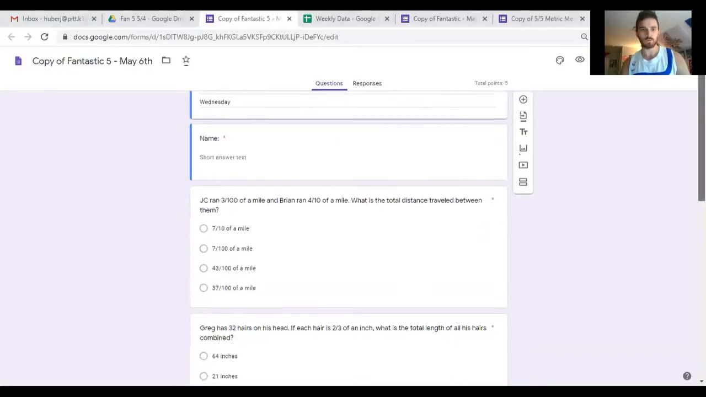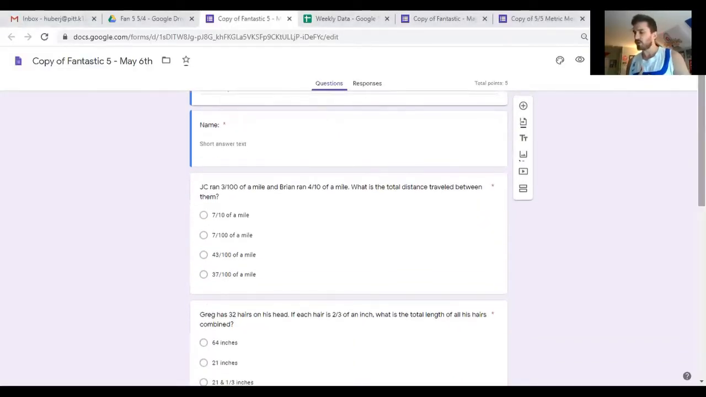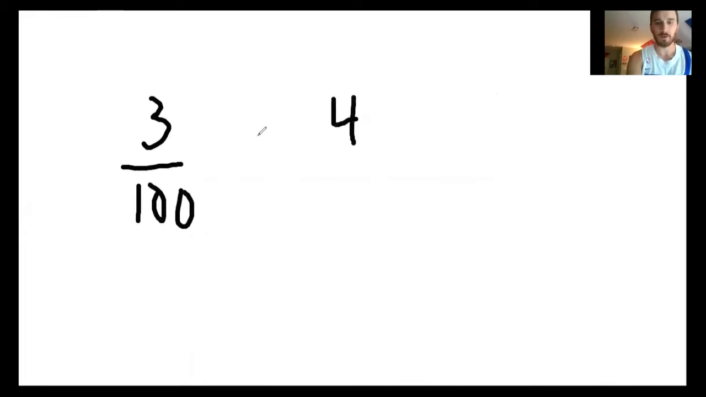Numero uno. It says JC ran 3/100ths of a mile and Brian ran 4/10ths of a mile. It wants to know the total distance traveled between them, total being your keyword there. So we're going to do some addition with these fractions. JC with 3/100ths, Brian with 4/10ths.